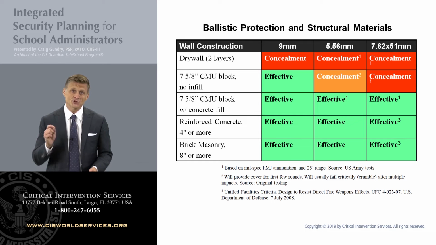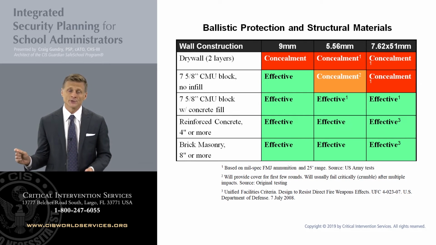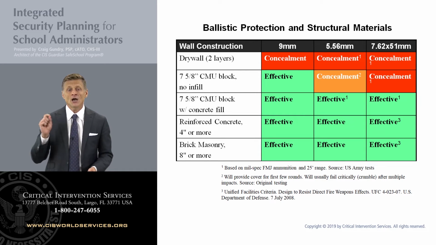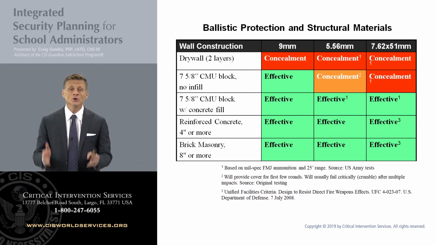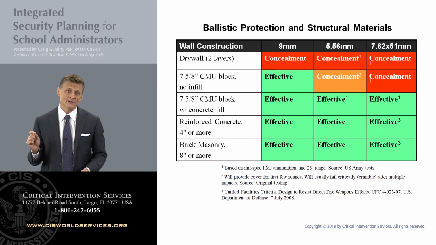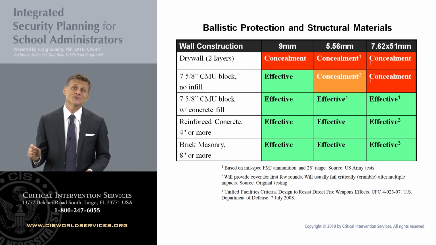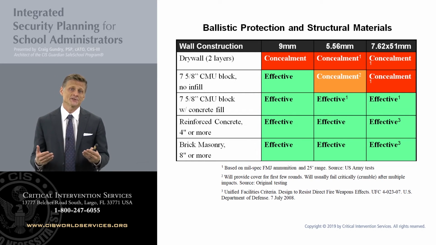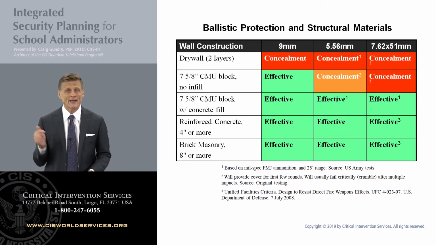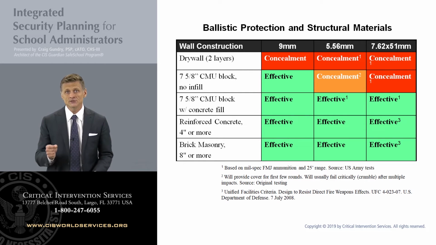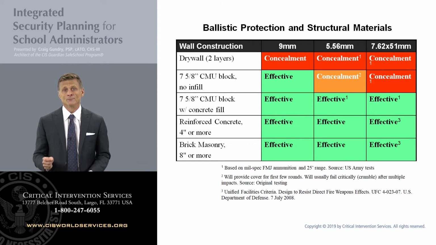Now, drywall, standard gypsum board, provides no protection against all 3 of these calibers. Bullets will pass right through. Now, concrete block walls, hollow concrete block walls, will provide protection against handguns, 9mm. They will provide temporary protection against 5.56 millimeter. In fact, what happens is hollow concrete block will provide protection against the first few bullet impacts, but eventually begins to disintegrate under multiple repetitive impact strikes. And for 7.62 by 51 millimeter, it just passes right through. To have adequate protection against all of these calibers would require either filled concrete block, reinforced concrete 4 inches or more, and brick masonry 8 inches or more.